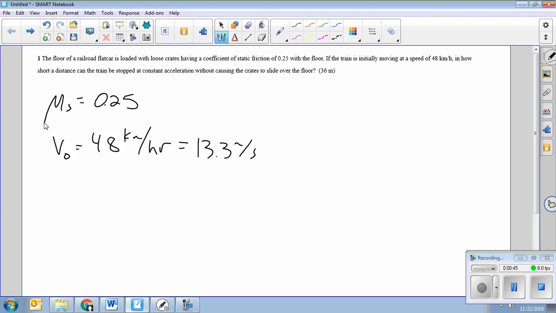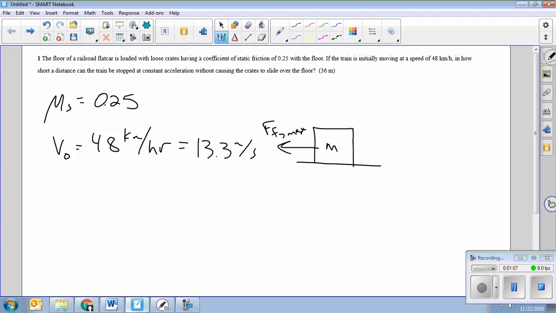So the idea is that these are the crates sitting on the floor. As the train slows down, the thing that's going to be stopping the crates is going to be your force of static friction, right? And so the amount of static friction that we can use is up to whatever the max is. So the issue here is that we're not given the mass.